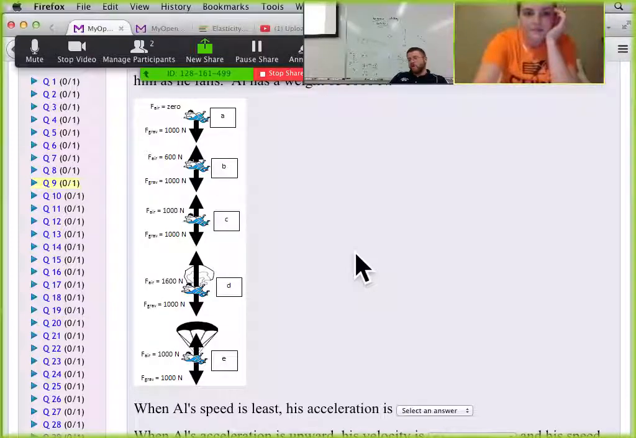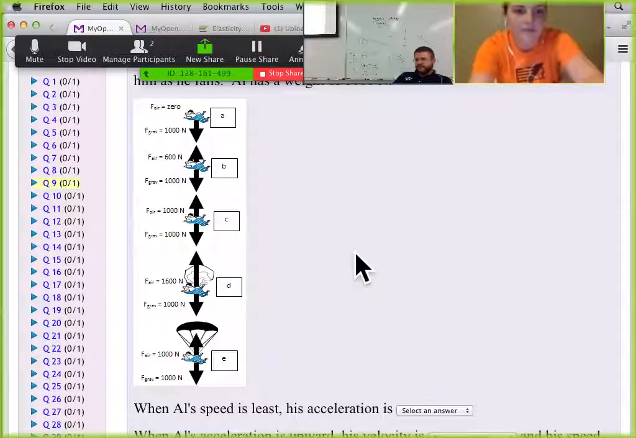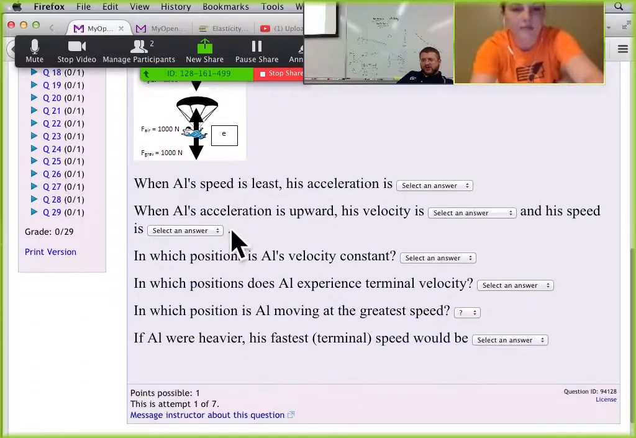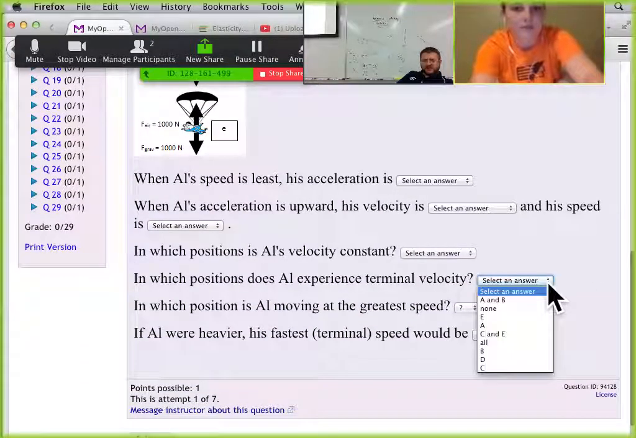Yes. On my own, in the part where it asks in which position does Al experience terminal velocity, I said C, and it said I was wrong. It said you were wrong with C. And are you supposed to do every answer that is correct, or is it just one? Which one? Terminal velocity. Down right there.